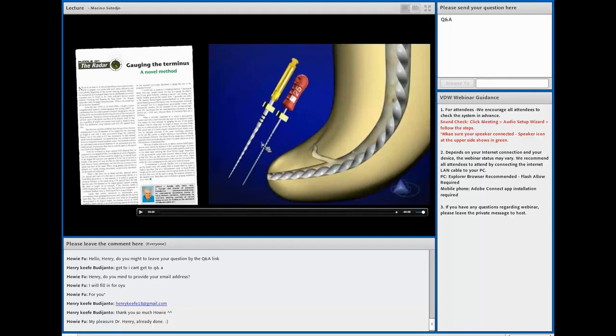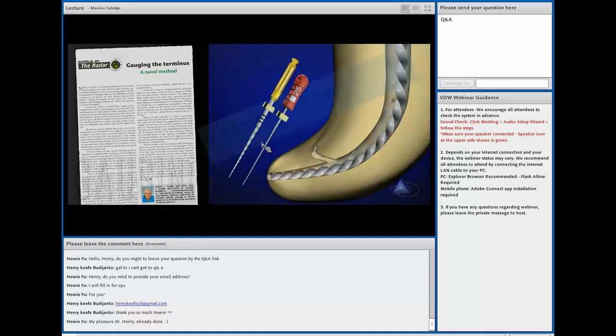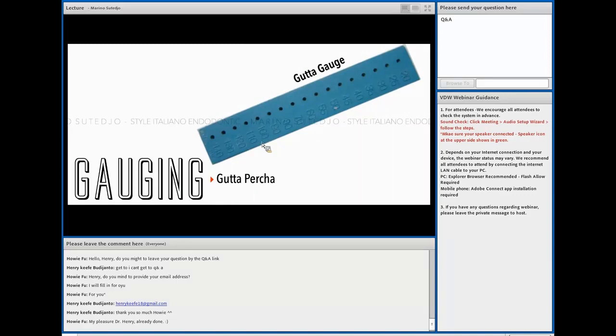Because sometimes, if you are trying to rotate your instrumentation in the curvature area, it's different from when you rotate it in a straight canal. In the straight canal, the rotation is constantly rotating. But if you bend your rotary in a curved canal and you try to rotate, the tip of the instrument will not rotate in a simultaneous direction. It will rotate like a flaring flame. So therefore, we need to check. Double check and maybe triple check with our gutta percha as our last gauging technique.